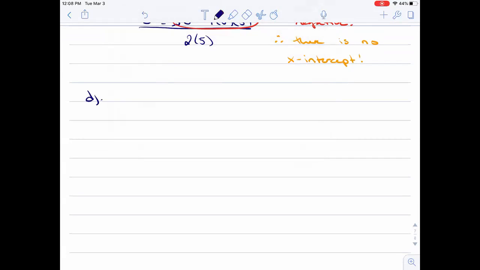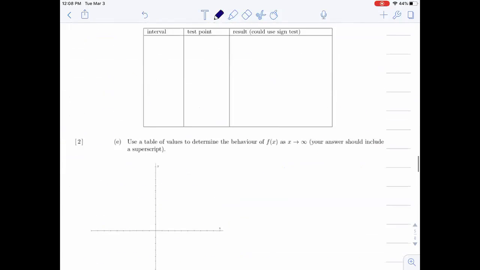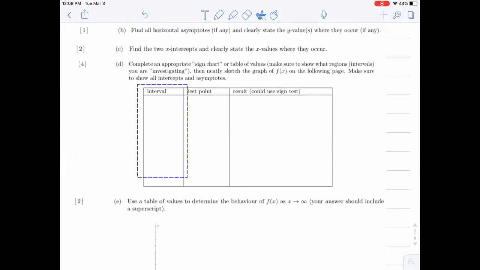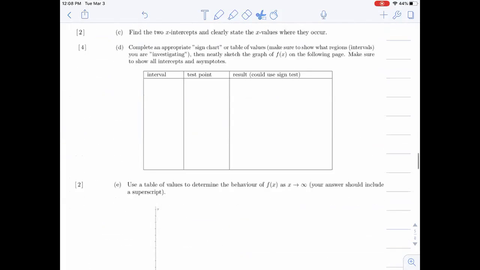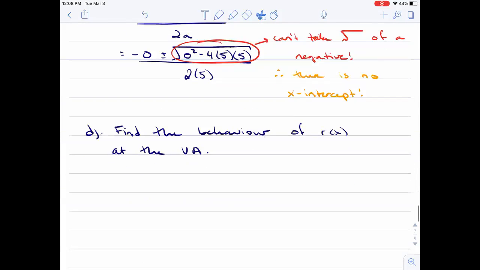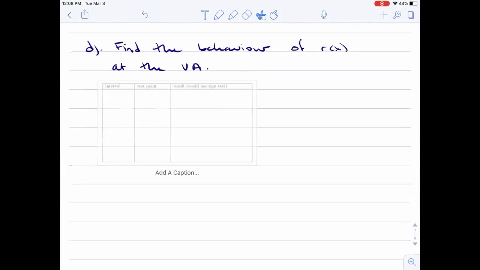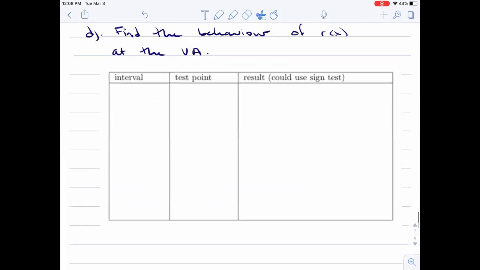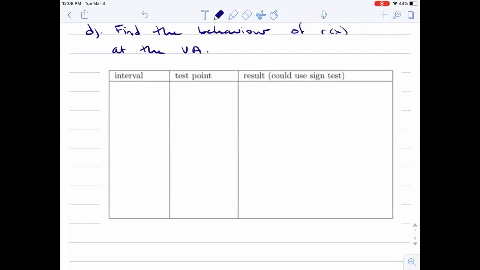So part D, find the behavior of R of x at the vertical asymptote. So this is where it gives you this table that you could use if you want to, and I'll show you how we would use it. Or you can just use the way that we have been doing, which I'll show you below. But you'll see that it's the same thing.